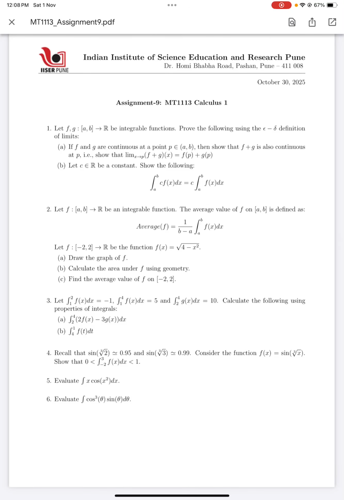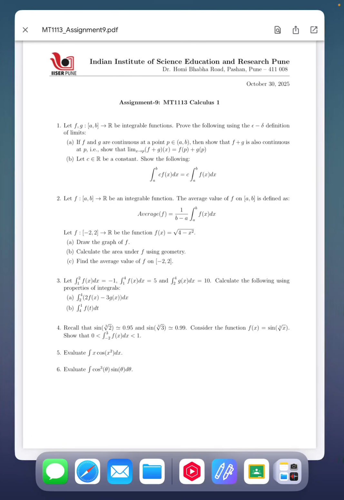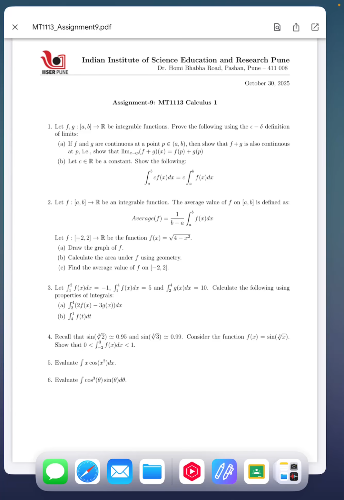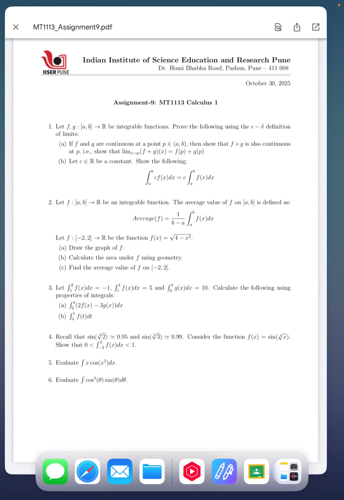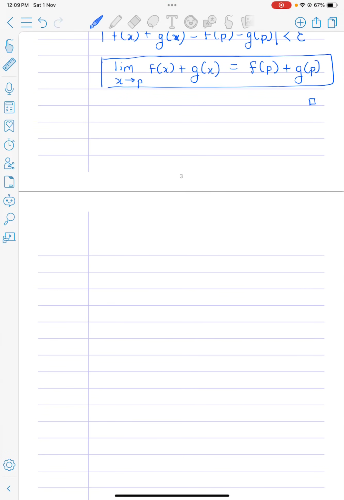Hi, let's go to question number 1b. Okay, and we have to prove this: the integration of c f(x) is equal to c times the integration of f(x). Okay, so let's begin.